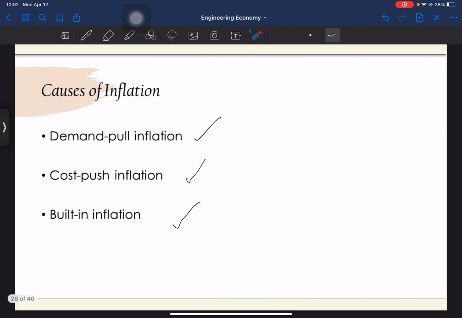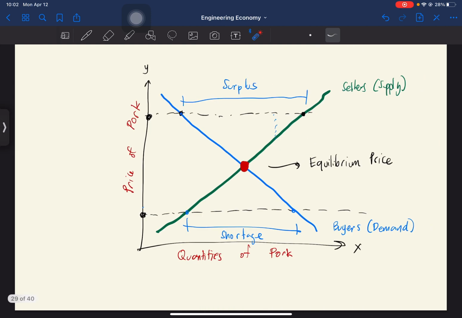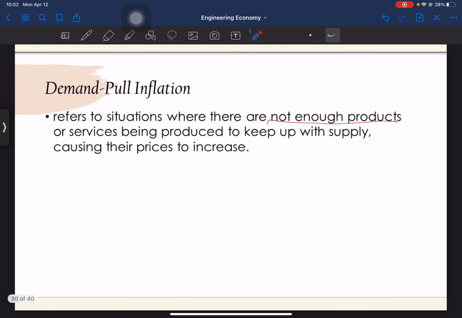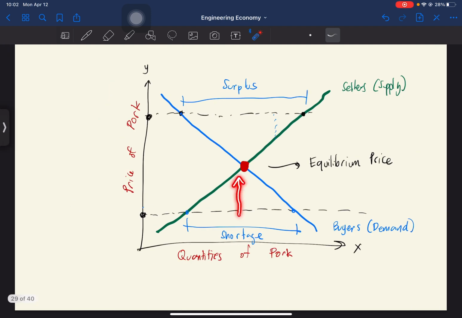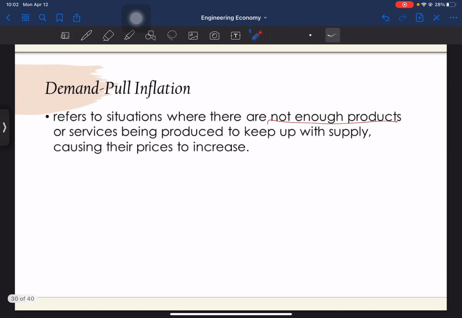supply and demand curves. Itong demand pull inflation, because of the demand, because of the shortage, ang mangyayari, tataas yung presyo. Yun yung demand pull inflation. Okay? Parang yung price, hinihila pataas because there is shortage. Because the buyers want more. Diba? Sabi, the supply cannot keep up with the demand. Kaya hinihila ng demand yung presyo. Ito yung pagtaas ng price dito, that is inflation, demand pull inflation.